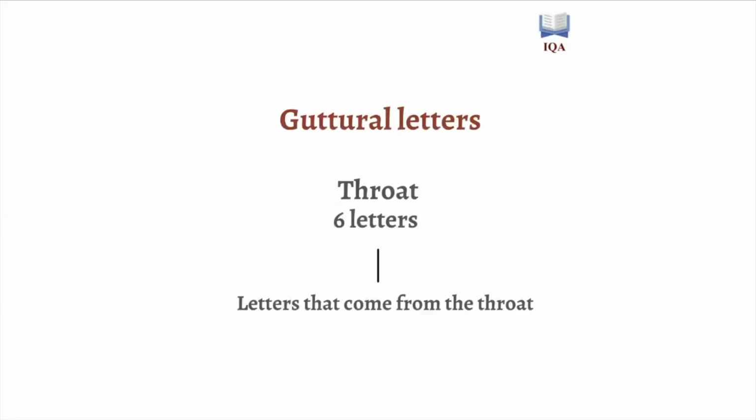So starting with the guttural letters, which are the throat letters, so letters that come from the throat. There are six letters that come from the throat in the Arabic language, and they can be divided based on where they come from in your throat. There are two letters that come from your lower throat, two letters that come from the middle of your throat, and two letters that come from the upper part of your throat.